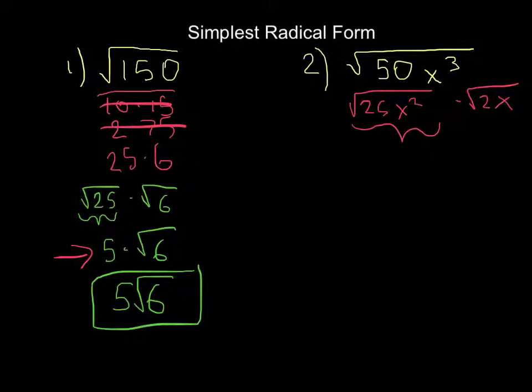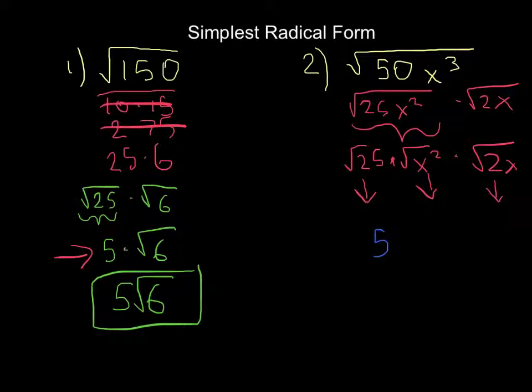And then this can be rewritten as square root of 25 times the square root of x squared times square root of 2x. And then when we simplify, we know that that's going to equal 5, and square root of x squared is just x, times root of 2x. So these are solutions.